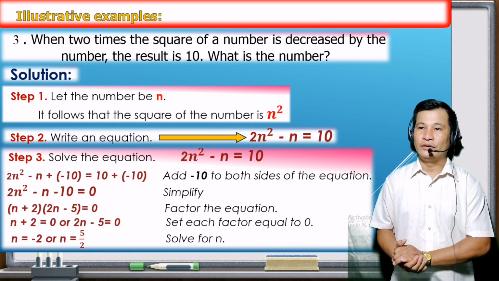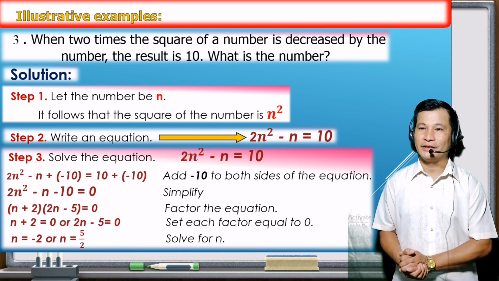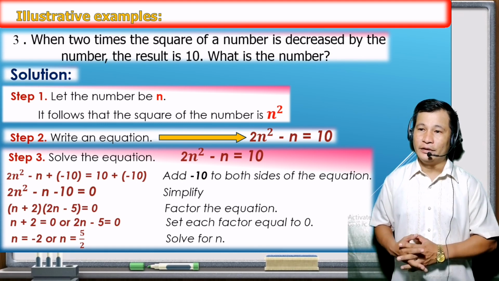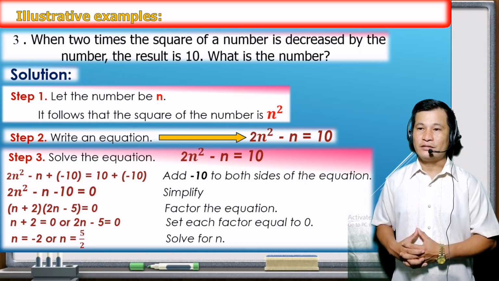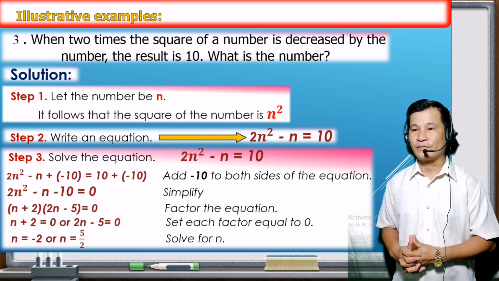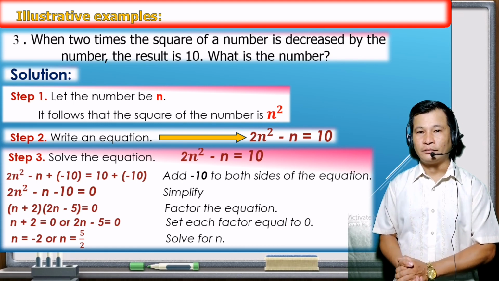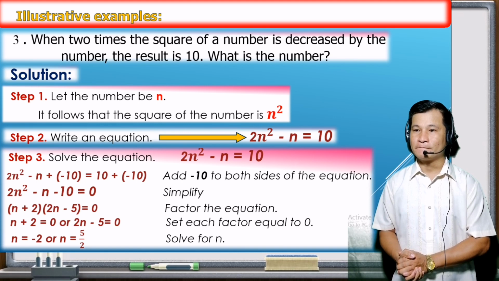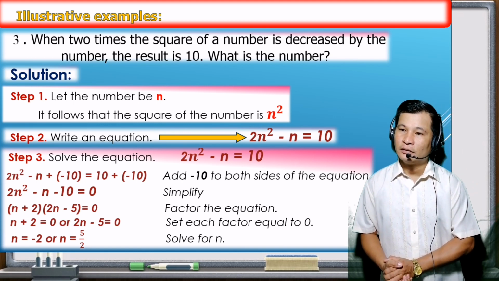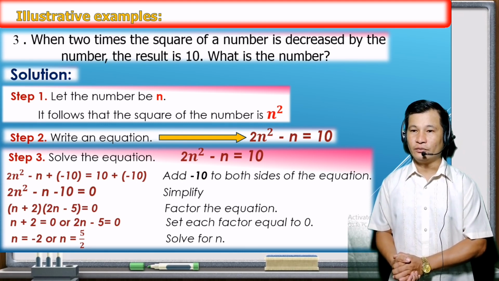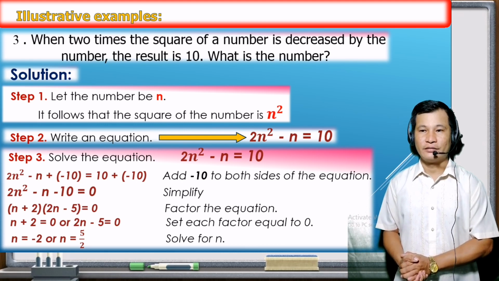For example number 3, when 2 times the square of a number is decreased by the number, the result is 10. What is the number? Step 1, let the number be n. It follows that the square of the number is n squared. Step 2. Write an equation. So 2n squared minus n equals 10. Step 3. Solve the equation. So we are going to add negative 10 to both sides of the equation, resulting in 2n squared minus n minus 10 equals 0.